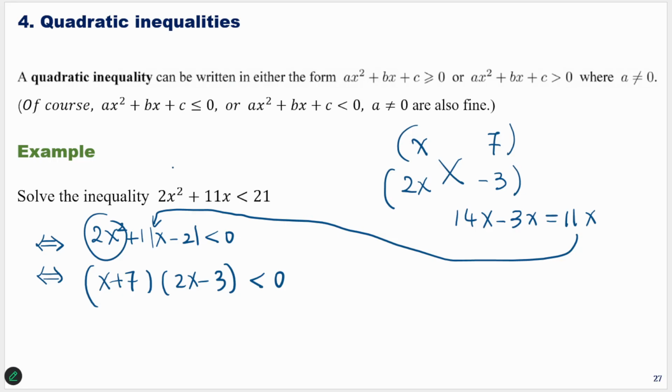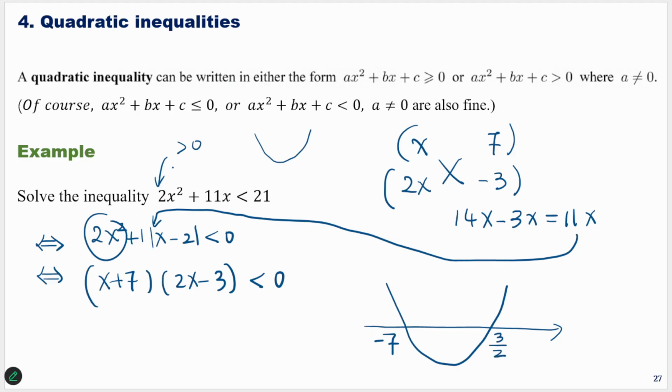So first of all, let's sketch the graph of this function. The leading coefficient is greater than 0, right? So it opens up, and it has two zeros. One of them is -7. The other one is 3/2, right?